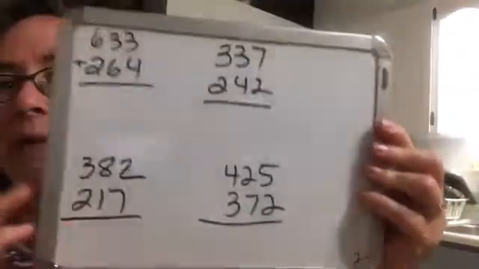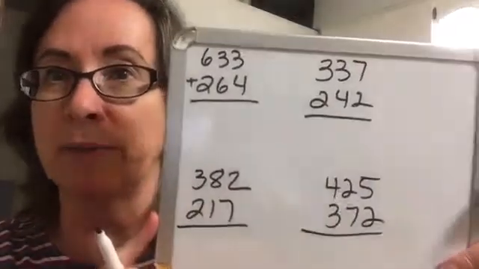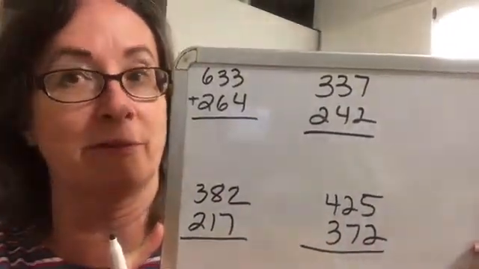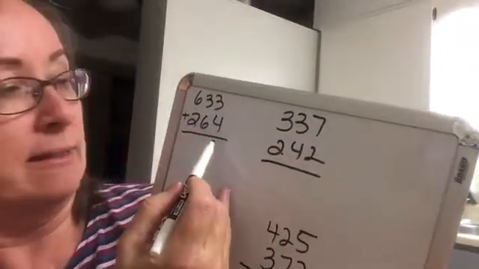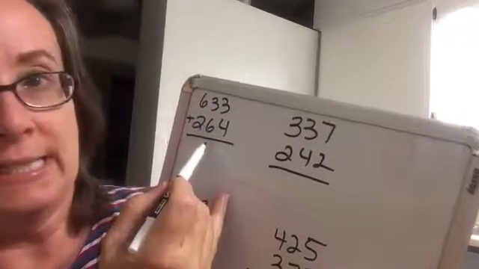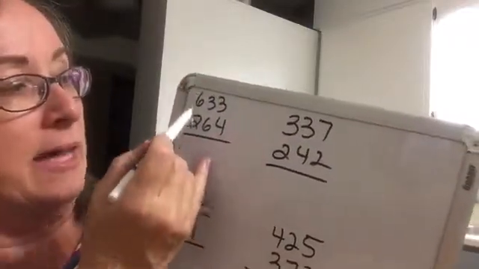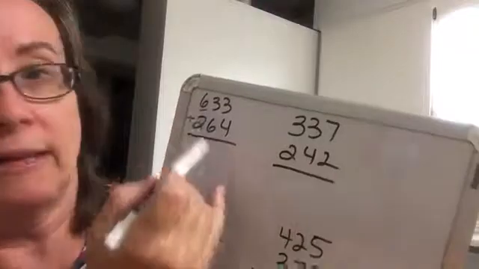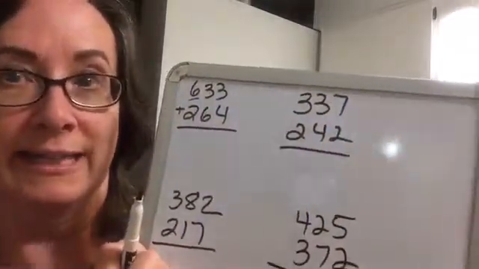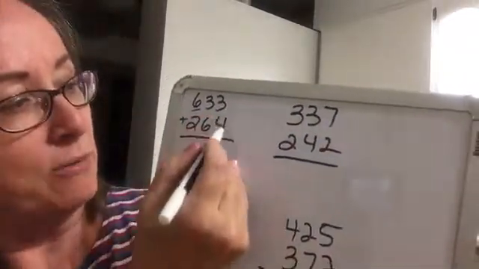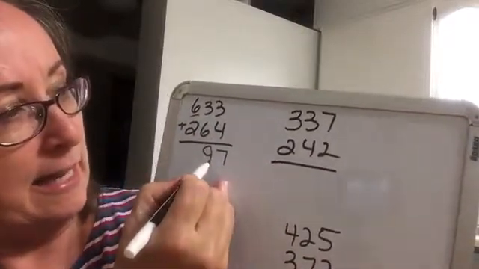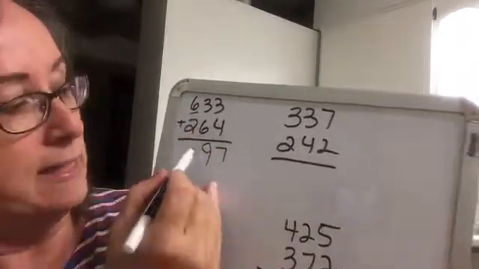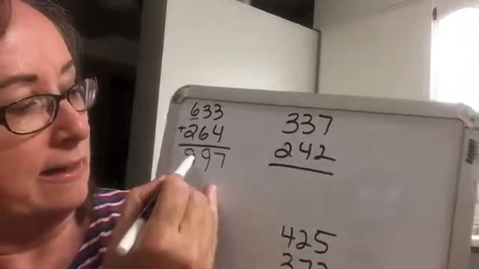And here is board number 2. You'll notice right away that the problems are wider. Now we have 3 columns. So we have the ones place, the tens place, and then hundreds. So that 6 right there is a 600. Ready? 3 plus 4 is 7. 3 tens plus 6 tens is 9 tens. 6 hundreds and 2 hundreds is 800.